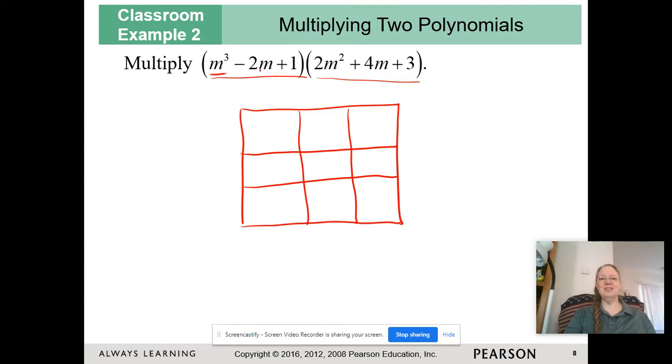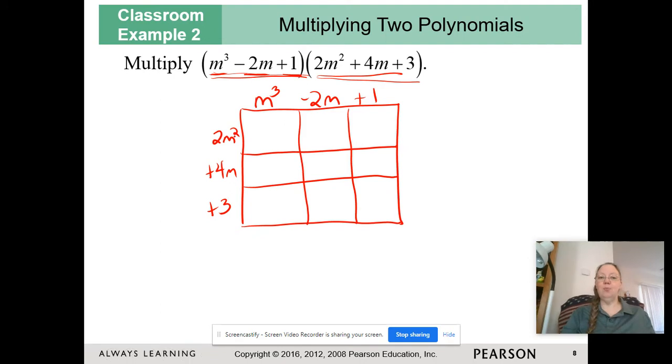So this has 3 terms, so I need 3 columns, and one for each of the terms. So I need 1 column for each of the terms. And then this one also has 3 terms, so I need 1 row for each of the terms in the second polynomial. By the way, it doesn't matter whether we put the first polynomial along the top or along the side. It's personal preference. You're going to get the same answer regardless.